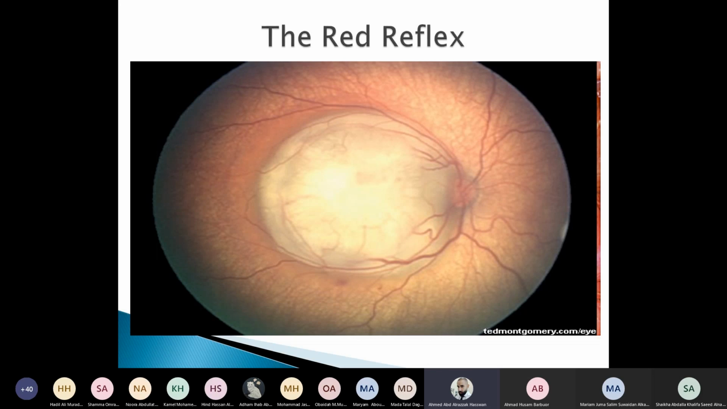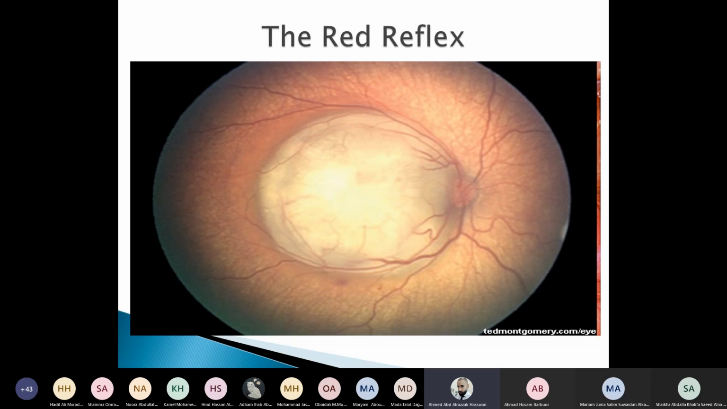Now, the other question is why the red reflex sometimes is obliterated or we see a white reflex. Any idea? In some patients, and this is of course pathological, we don't see a red reflex. What do you think? Papilledema, okay, we will discuss this. Someone is saying cataract, okay, thank you. Reduced blood supply, thank you.